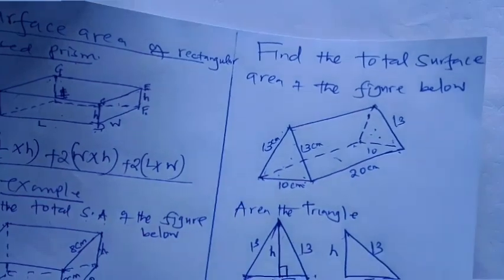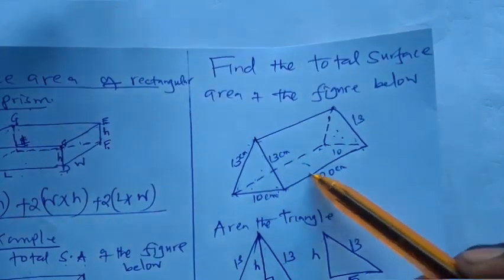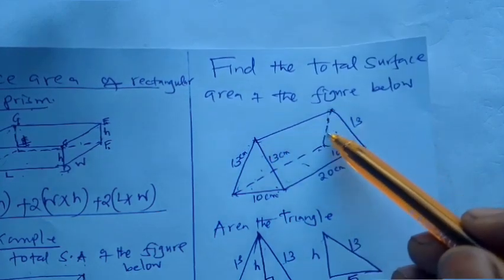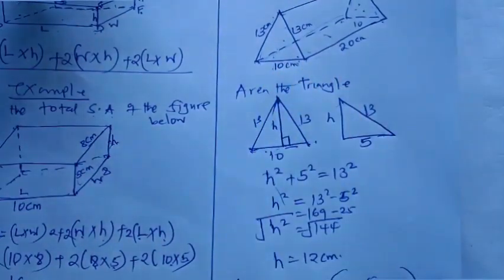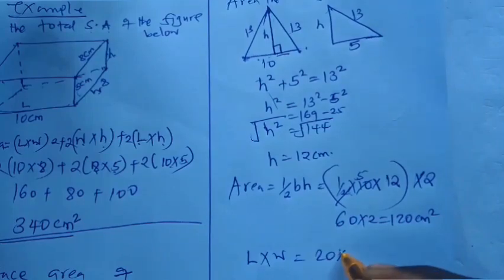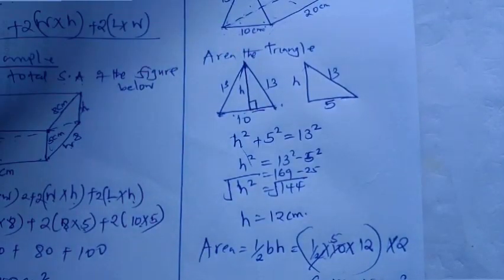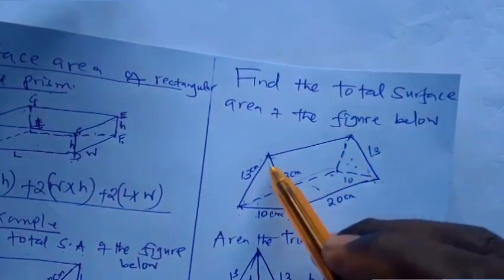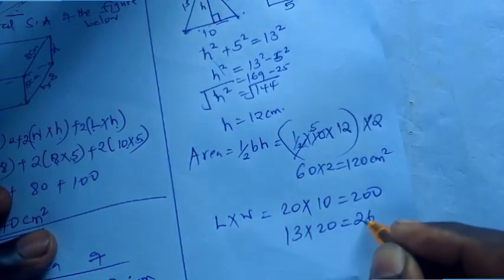Next thing is to calculate the area of the 3 rectangles. We have this rectangle, we have this rectangle, and we have this rectangle. So let's start with the bottom rectangle. It is length times width, which is 20 times 10. That is 200. Next one is 13 times 20, and that is 260 centimeters square.